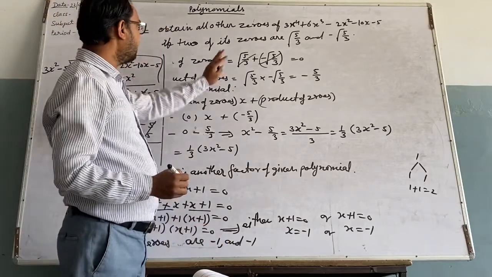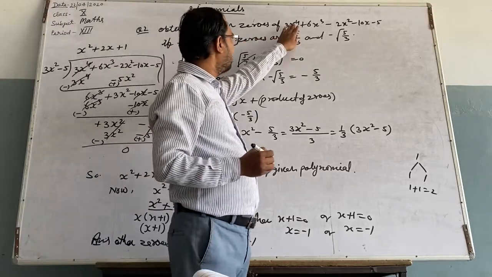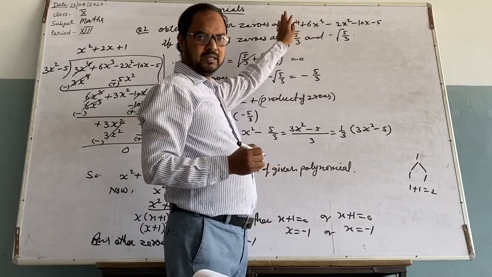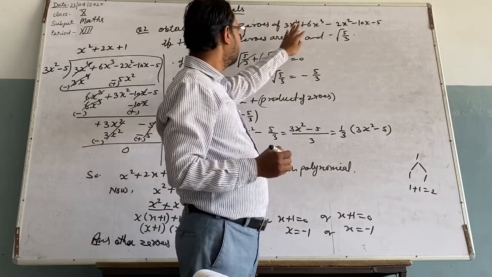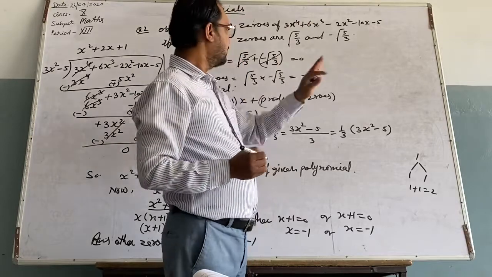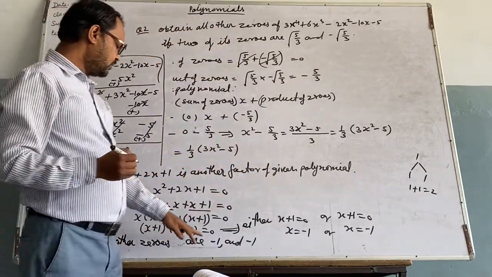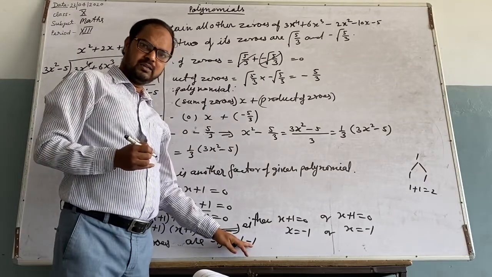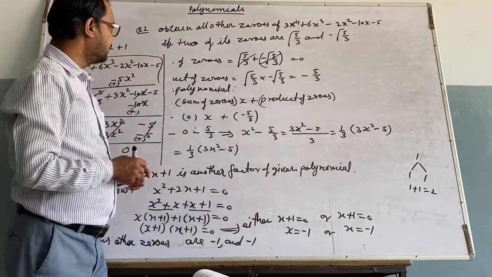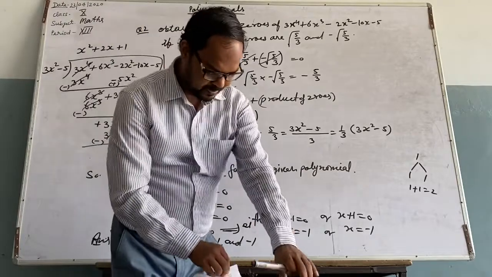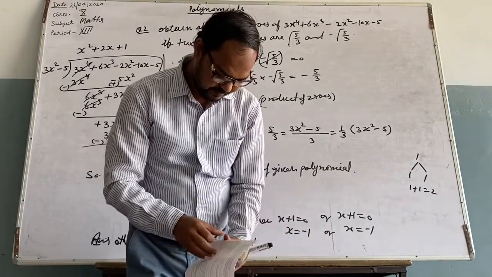So in this question, this polynomial contains degree 4. This is a polynomial of degree 4, so it should have 4 zeros. 2 zeros are given, and at last we found 2 more zeros, right? So it completes 4 zeros. Now take homework and try this homework.